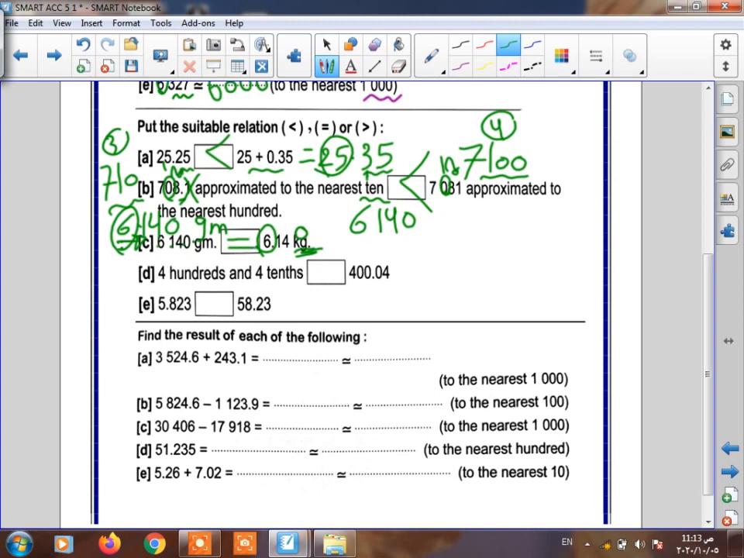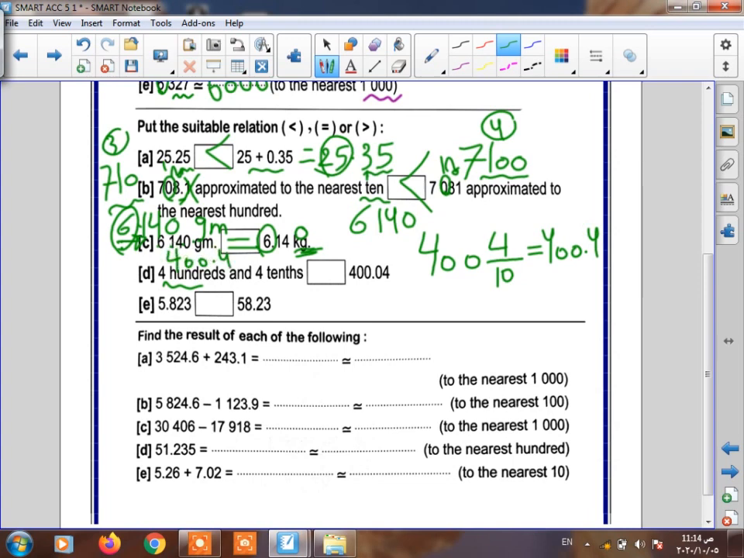Here 400, and 410. How can I make it? It's 400. And 410. 4 tenths, it becomes 4 over 10. How can I change it into a decimal point? It becomes 400.4. So on this side, it becomes 400.4.